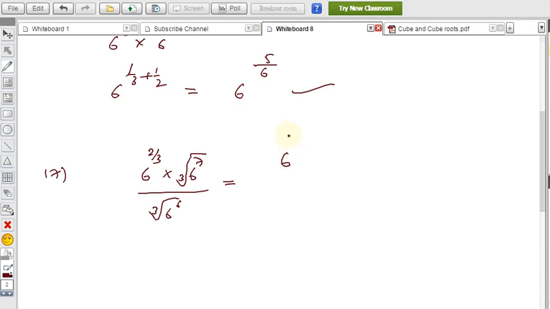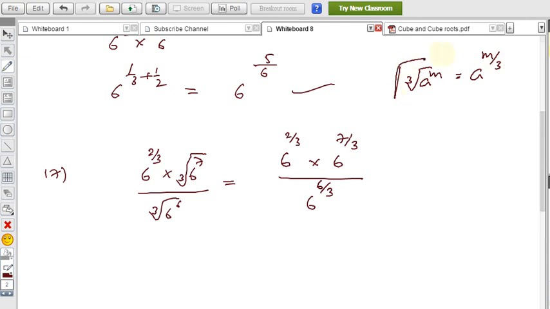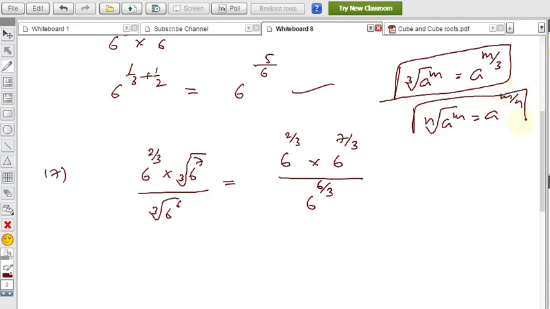2 by 3. 6 to the cube root of 6 power 7 is 7 by 3, because cube root means power 1 by 3. Now this also is 6 to the power 6 by 3. The formula: cube root of a power m is equal to a power m by 3. The general formula: nth root of a power m is equal to a to the power m by n. This formula's video is also there in the channel. You can watch if you're not getting this concept clearly.